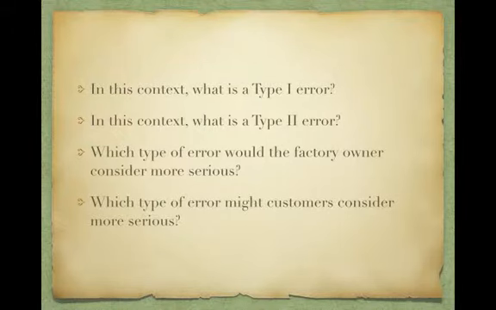Okay, then the fourth question for this: what type of error might customers consider to be more serious? I think in this case, definitely a type 2. No customer wants to buy a defective product. They would rather the company lose out a little bit of money to stop production and get things right, rather than them paying money for a bad product. So I think definitely type 2.